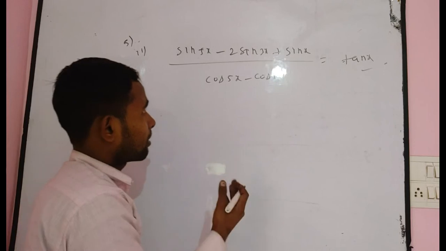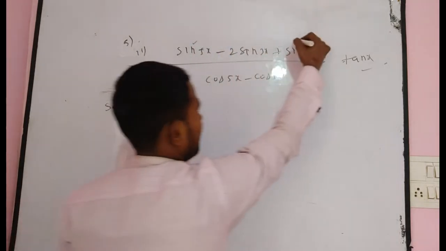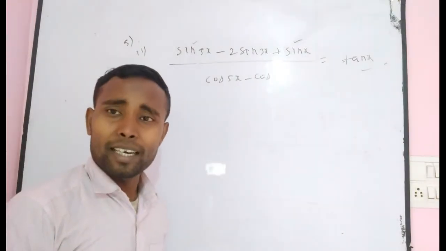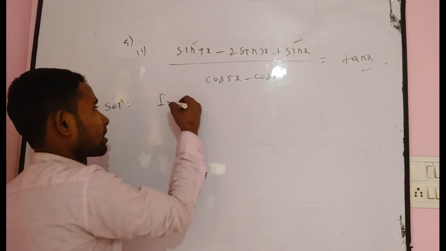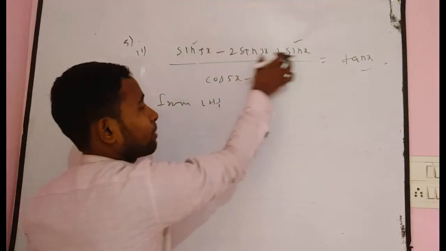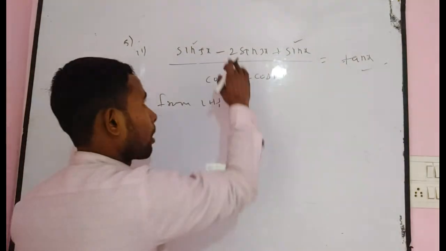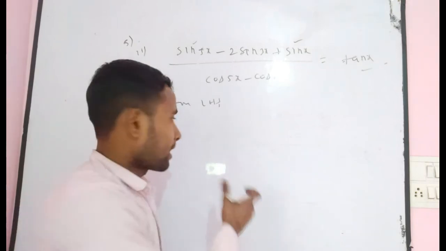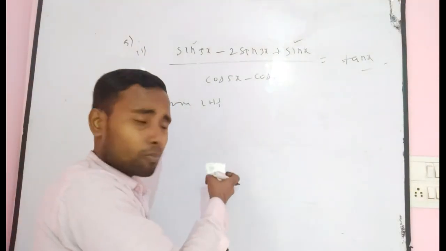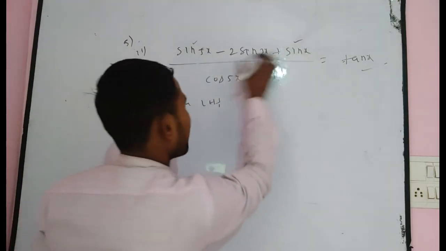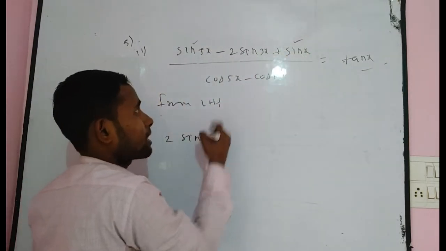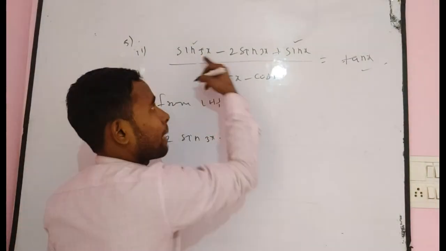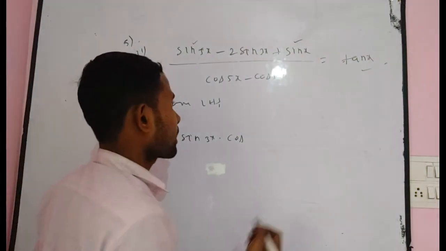Simply, firstly arrange these terms: sin 5x plus sin x. What is the formula of sin c plus sin d? Sin c plus sin d is equal to 2 sin (c plus d) by 2, that means 5x plus x, that means 6x by 2, that means 3x, into cos (c minus d) by 2, that means 5x minus x, 4x by 2, that means 2x. So you write 2 sin 3x cos 2x minus 2 sin 3x divided by cos 5x minus cos x.